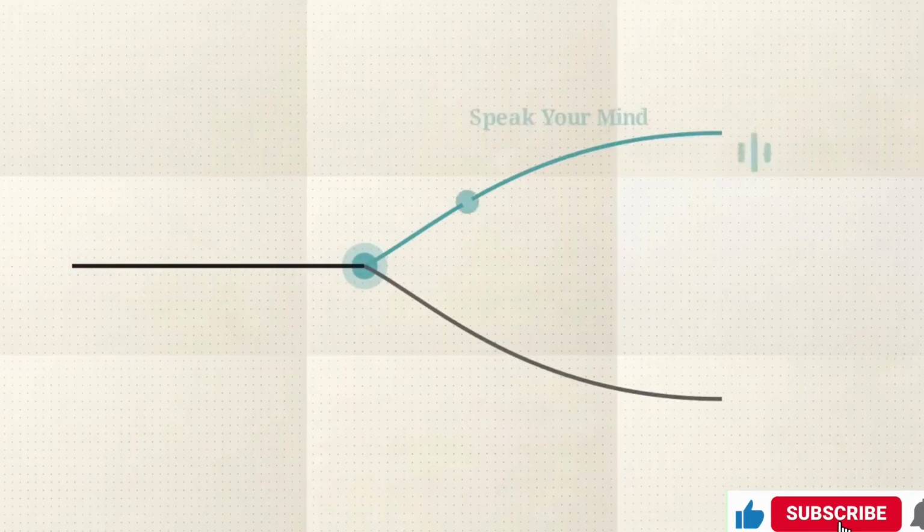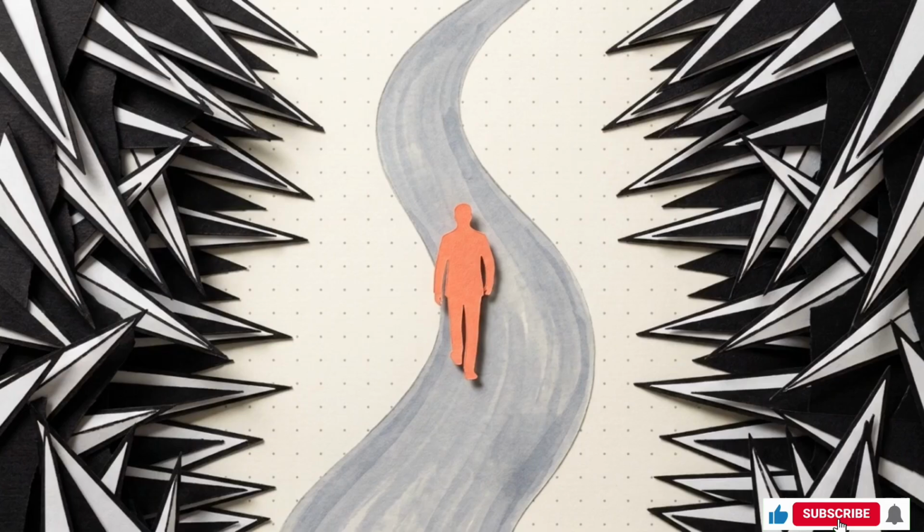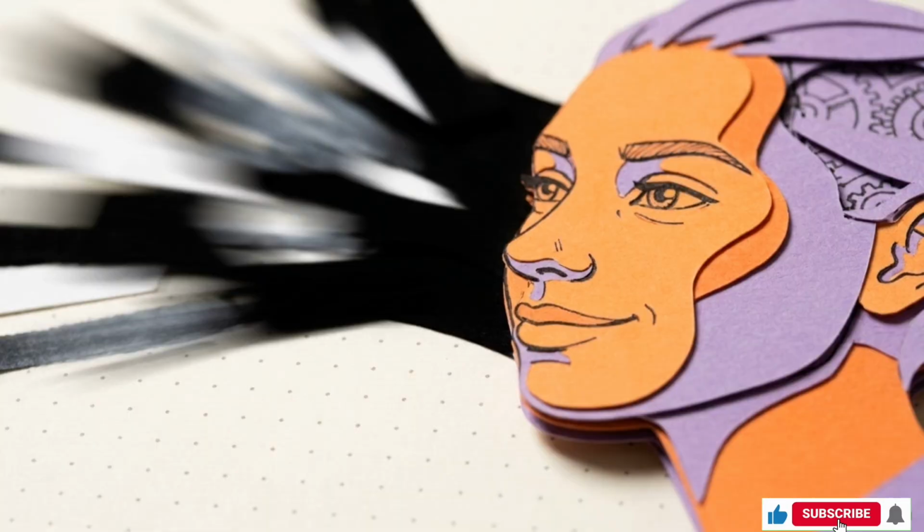True intelligence is knowing exactly when to speak your mind and when it is more efficient to simply walk away. By recognizing these patterns, you empower yourself to navigate a complex world without getting dragged down by the certainty of those who cannot see the gray areas.